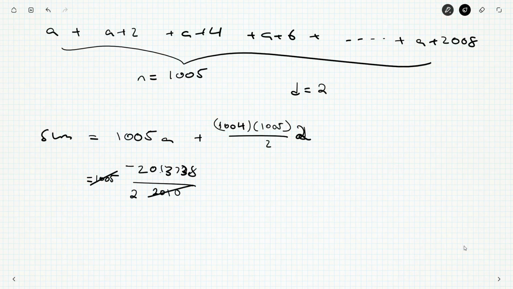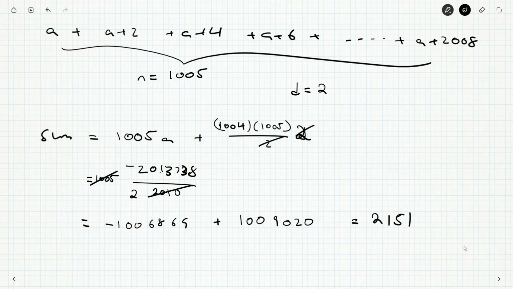2 on the bottom. So if I divide my negative 2 million, I get negative 1,006,869. And now the 2's here cancel out, so 1,004 times 1,005 is 1,009,020. So I just need to add those up, or take the difference between the 2 million numbers. Okay, and I get a difference of 2,151. So let's check if the calculator button presses were correct.